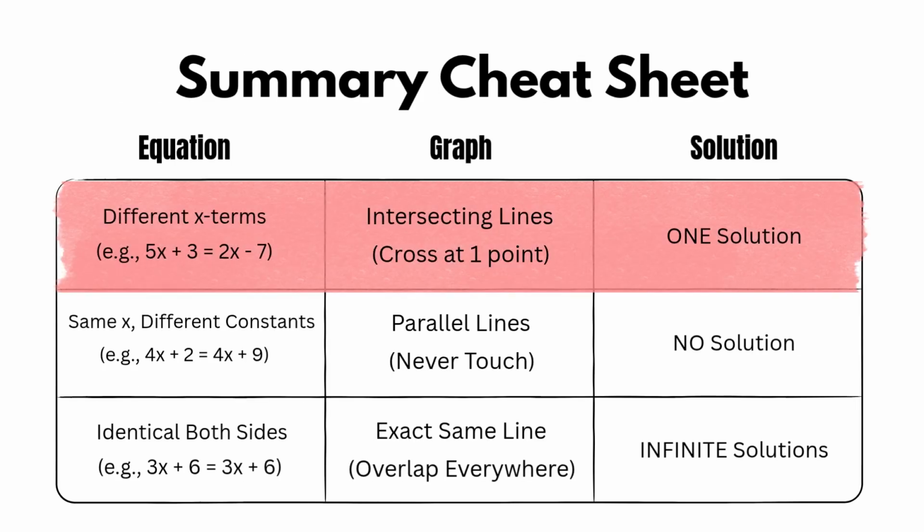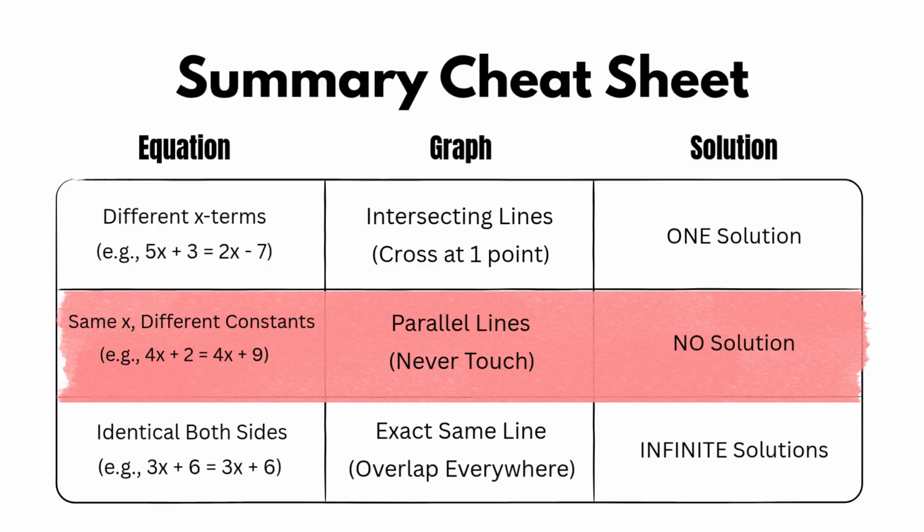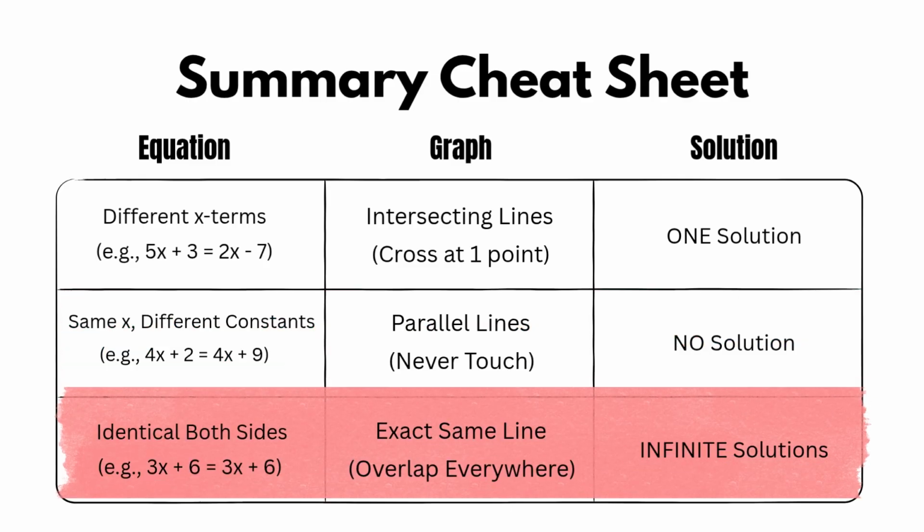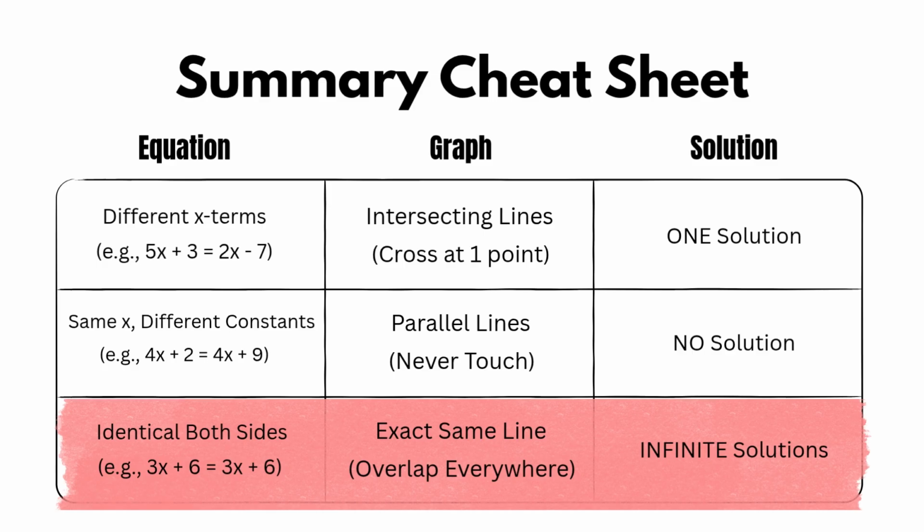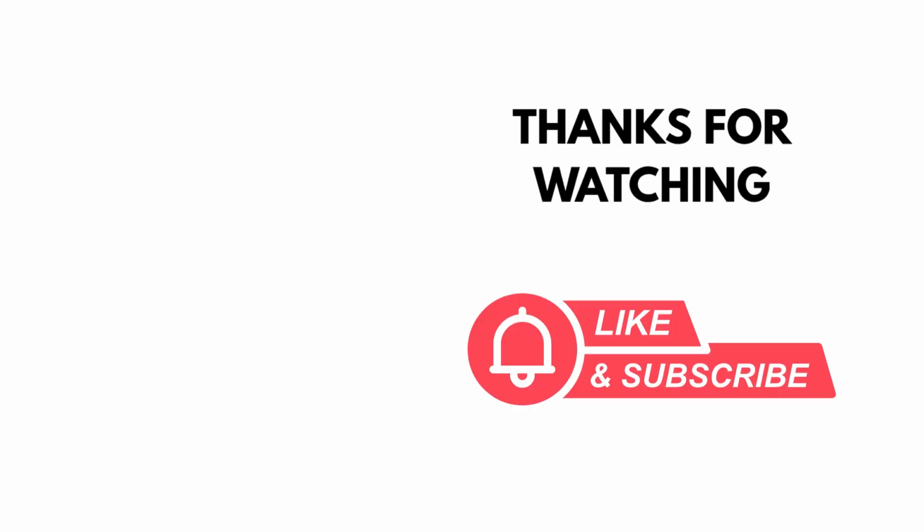To summarize, if the coefficients of x are different, there is one solution, which looks like crossing lines on a graph. If the coefficients of x are the same but the constants are different, there is no solution, which looks like parallel lines. If both sides of the equation are identical, there are infinitely many solutions, which means it is the exact same line. Feel free to pause or screenshot this summary whenever you need to check your work.